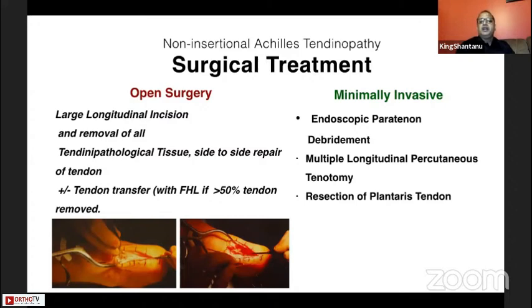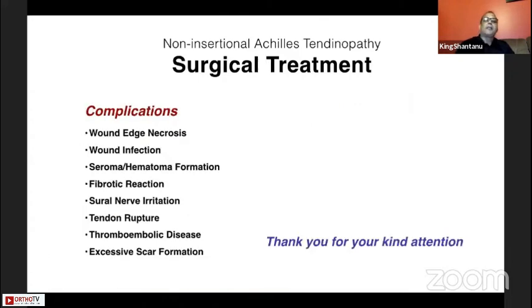and sometimes multiple longitudinal incisions are given percutaneously, and tenotomy is done. And sometimes there is a resection of the plantaris because it is seen that the pain is more on the medial side, and somehow the removal and resection of the plantaris helps in alleviating the symptoms.